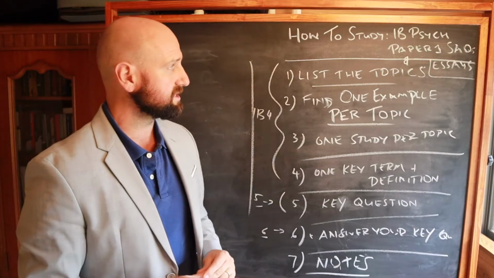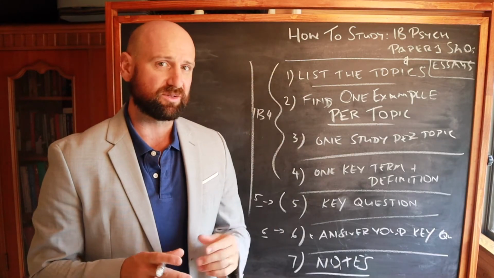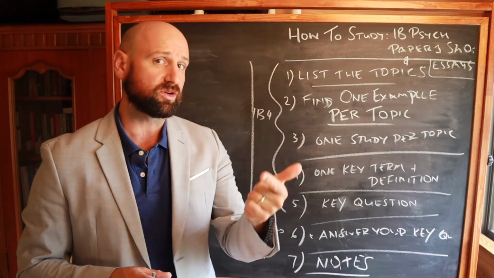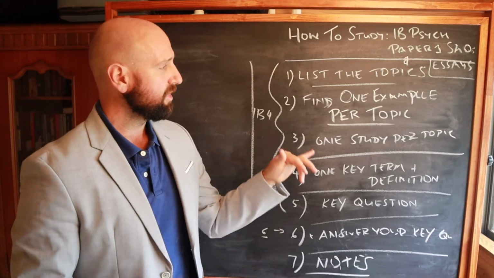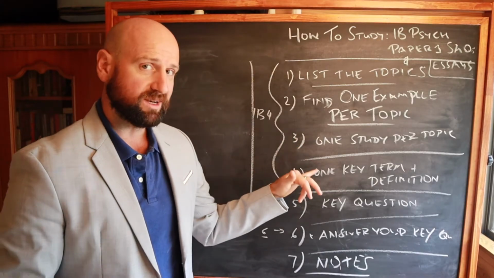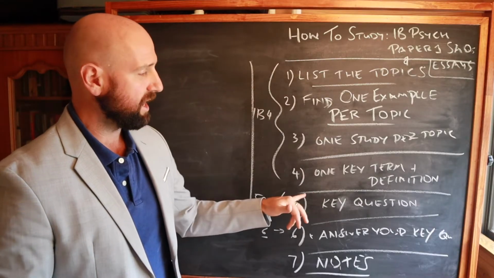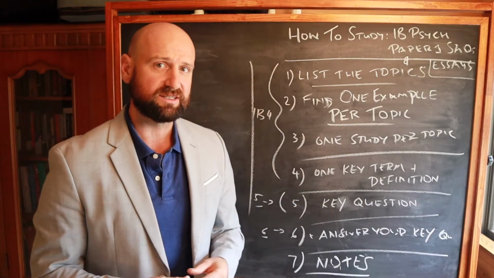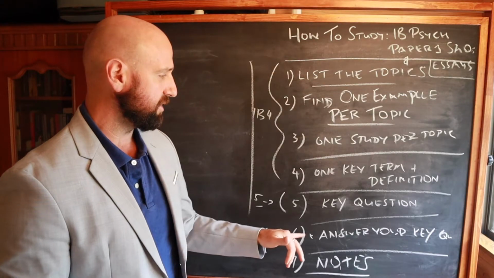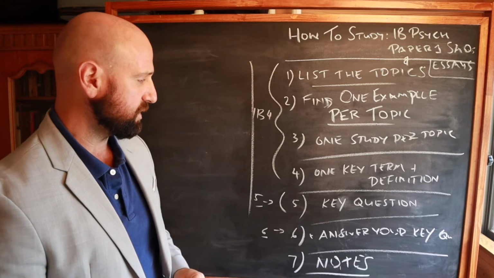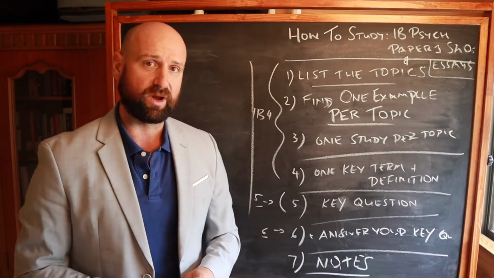Just to quickly recap the steps: first, find all the topics that could be part of or based on the exam question, for the biological, cognitive, social, cultural approach. Then find one relevant example for each topic, then one study, one key term and definition, maybe 2 key terms if you need to, but focus on one. Write the key question you want to answer for that topic if it comes up in the exam question, then find the answer to that key question, and finally rewrite your notes.